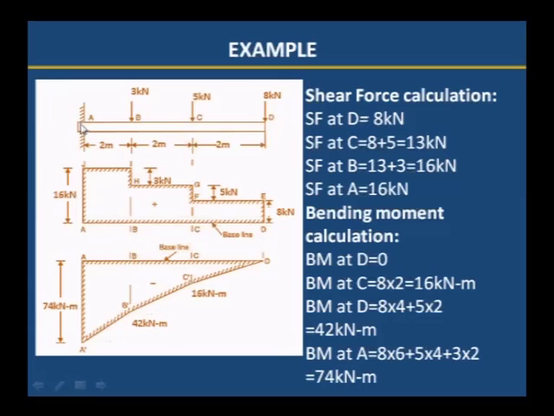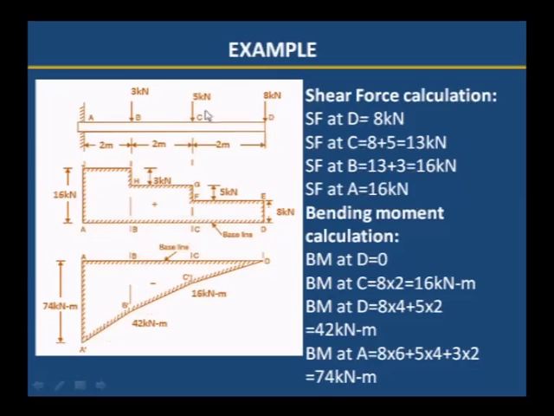To calculate bending moment at A, force is 8 kilonewton into distance is 2 plus 2 plus 2, 6. Total 6. Distance from 8 kilonewton to A point is 6 meter. 8 into 6 plus 5 kilonewton into distance is 4. 5 into 4 plus 3 kilonewton into distance is 2.